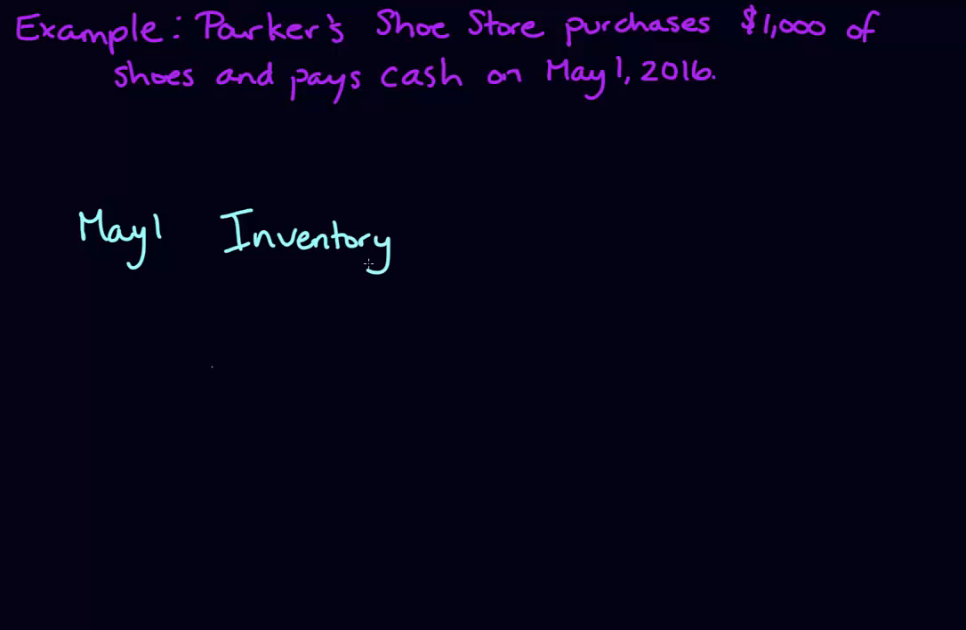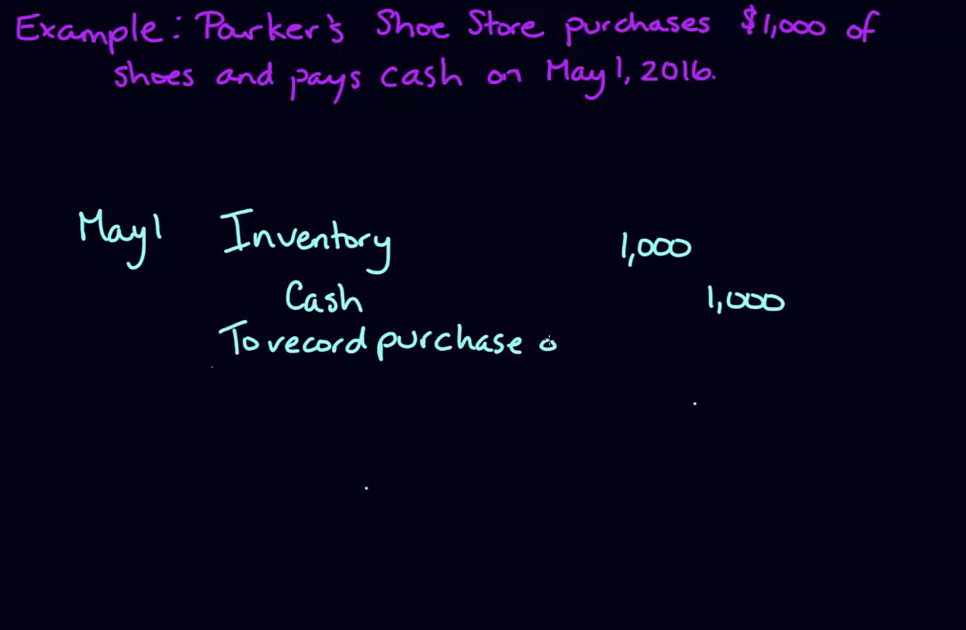Our date is May 1st. Our debit is going to be to our inventory account. And this inventory account is an asset, and it would show up as a current asset on our balance sheet because we expect to sell our inventory within 1 year's time. Our debit is for $1,000, and we're paying cash. Our cash is decreasing by $1,000, so we are going to credit it.